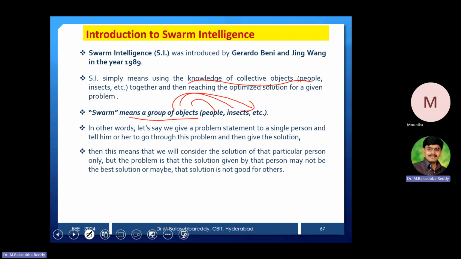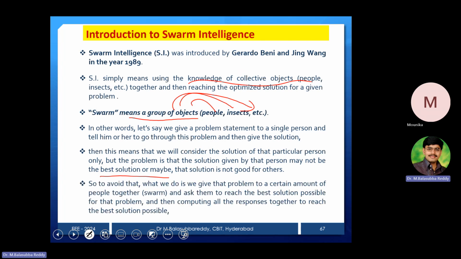The solution given by one person may not be the best solution, because only one person's intelligence is being used, and that may not be the best or a good solution. So to avoid that, what we can do is take a certain number of people, a swarm or a group of people, and ask them to solve the problem. Then all their contributions are combined to reach the best possible solution. This is the major difference you can think of.